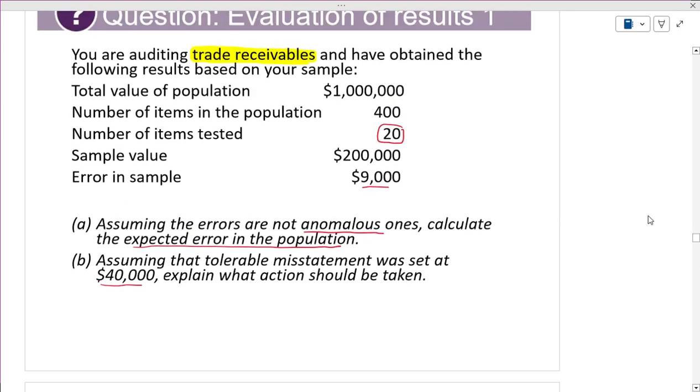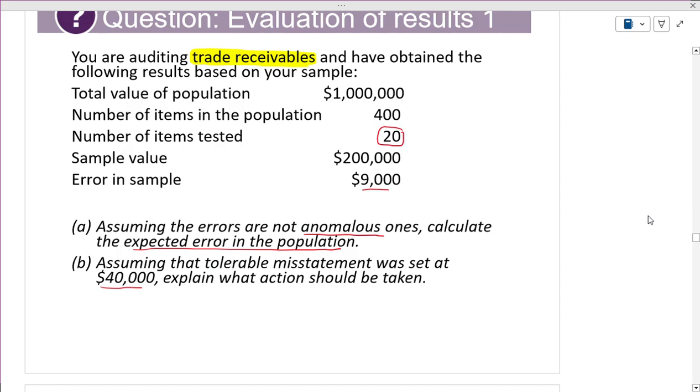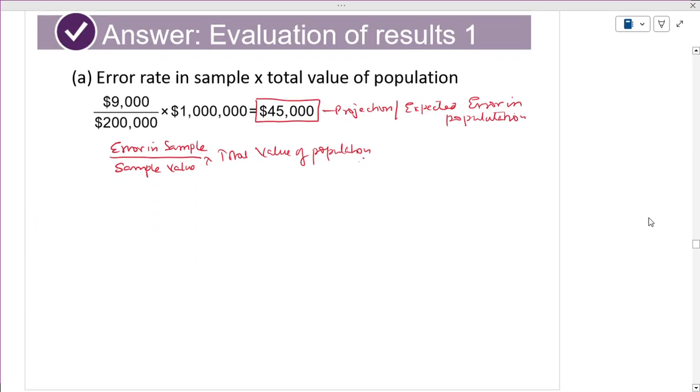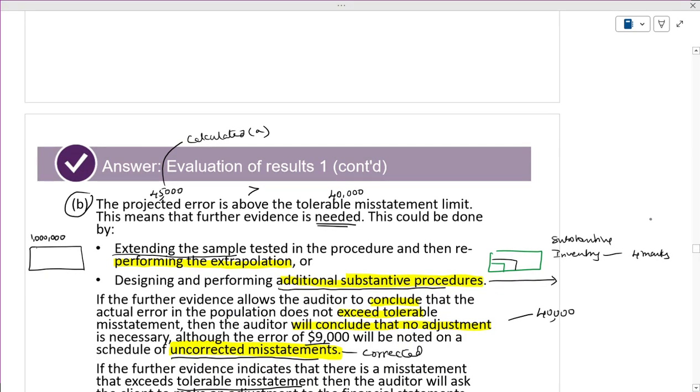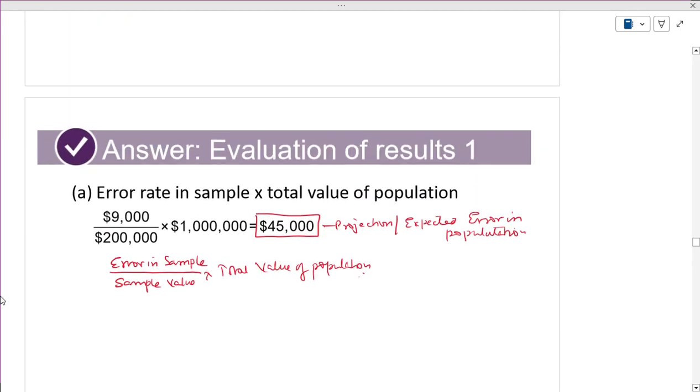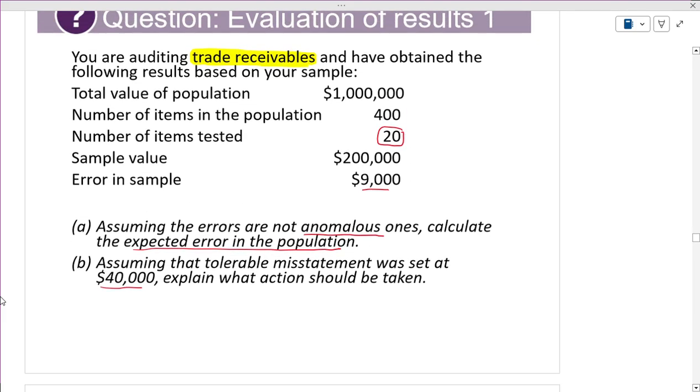Now they are saying, what is the number of items in the population? There are 400 transactions. Okay, total 400. How many transactions have they tested? They have tested 5%.